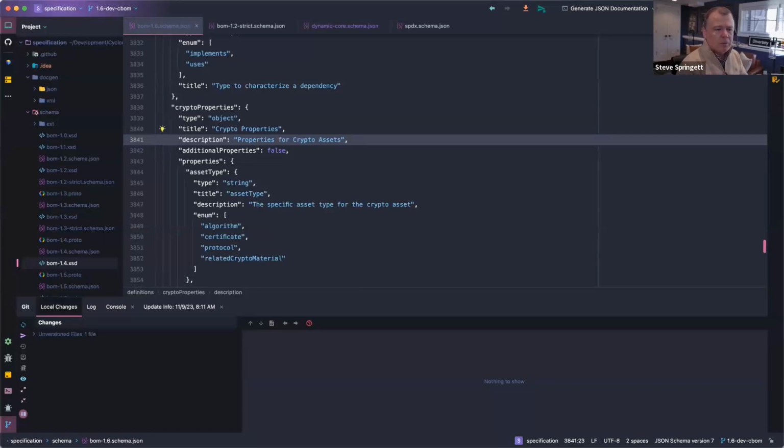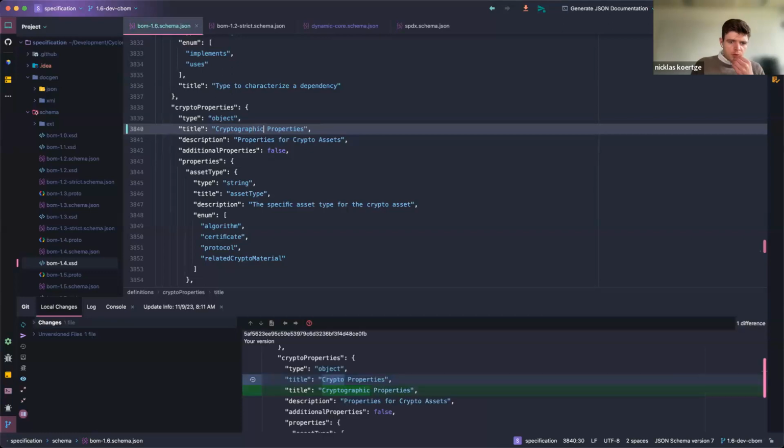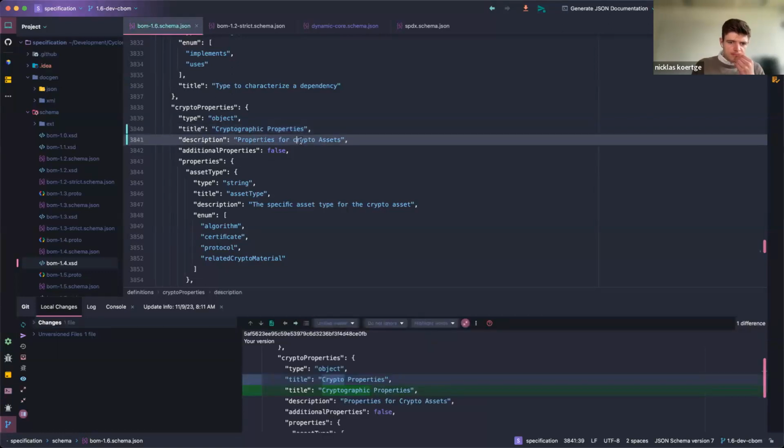Okay, so this is the crypto properties object itself. What do we want to say here? Is there text that's maybe in the README for CBOM that we could apply here, or something else? That is actually a good point. I will have a look. So crypto properties. Okay, that's not that much of an expression. The crypto properties object describes the following asset types, which is more technical. Oh, okay. Yeah.